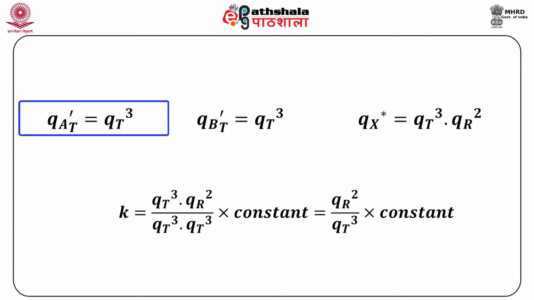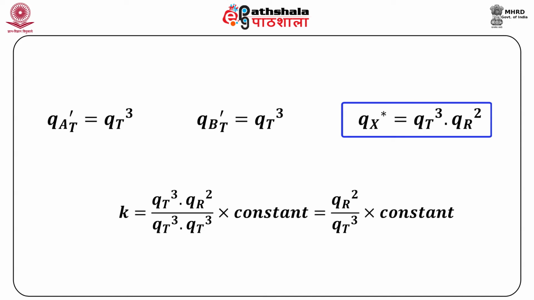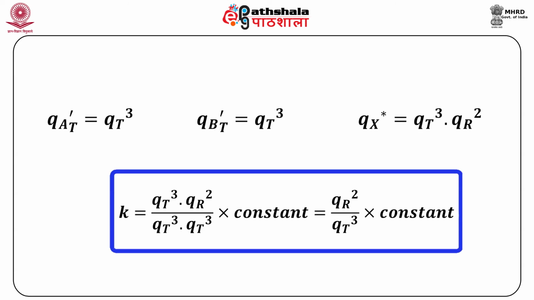So for atom A, there will be 3 translational degrees of freedom and the partition function becomes Qt cube. Similarly, for atom B, it becomes Qt cube, whereas for the transition state complex, it becomes Qt cube into Qr square. So the rate constant for the reaction A plus B giving transition state complex, in terms of partition function, can be expressed as K equals Qt cube into Qr square upon Qt cube into Qt cube into a constant. So this further reduces to Qr square upon Qt cube into a constant.